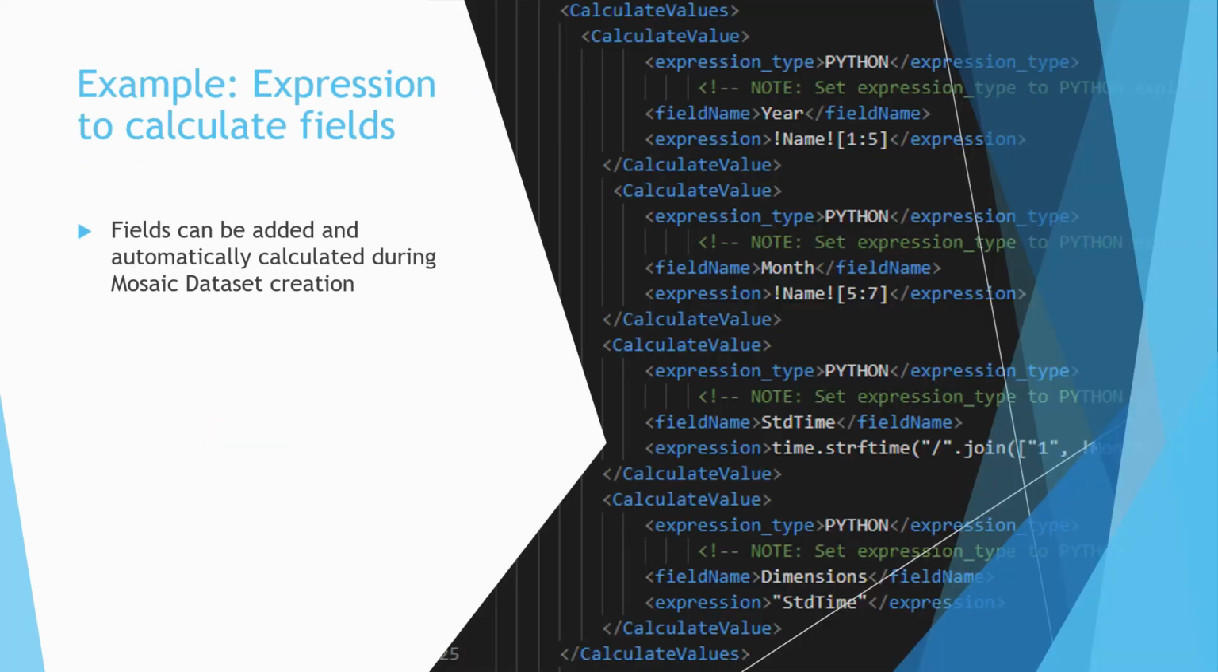This is an example of how the configuration for a Mosaic dataset creation script can look in the XML file that you configure. Don't worry about the format. It isn't as complicated as it seems. It comes with documentation, and Esri have done a great job explaining how it's done. And as you can see in this example, we're using it to parse the name of the files and extract it into a bunch of different fields and calculating fields which we'll later use to make our database searchable.